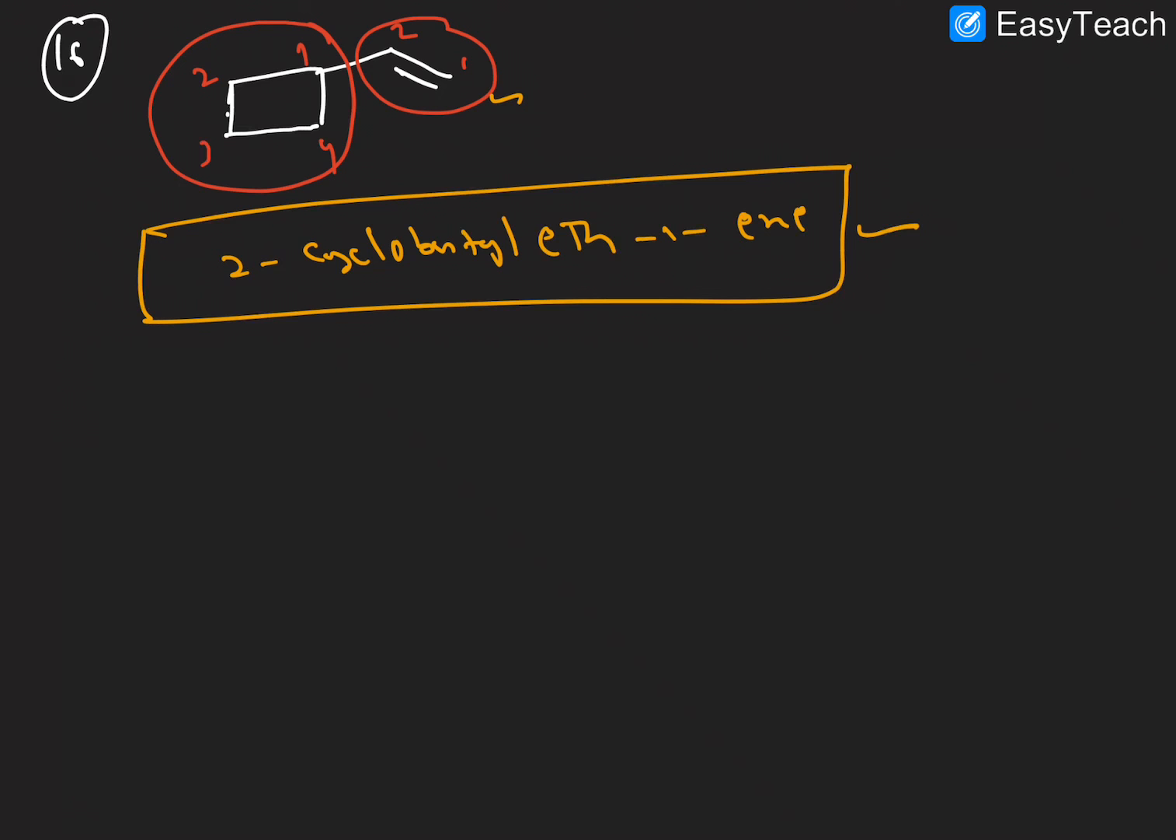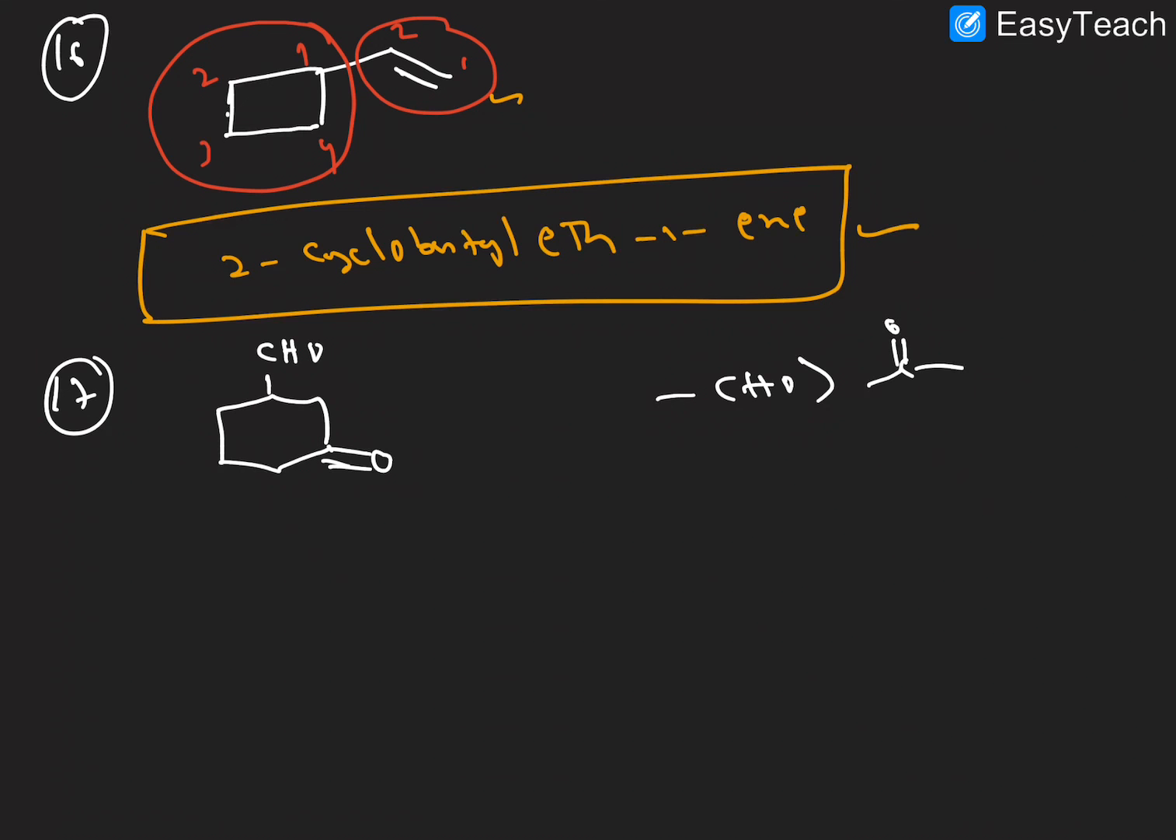And next one, the 17th example. We have here one aldehyde and here a ketone. So which is the higher priority? Aldehyde is higher priority than ketone. So here generally we add the suffix -al, but in this special case, we will see that here.